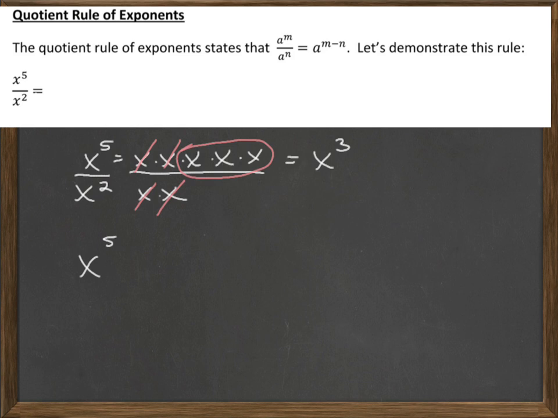Notice that we could have achieved the same result by simply subtracting 2 from 5. 5 minus 2 is 3. So this is a demonstration of the quotient rule.